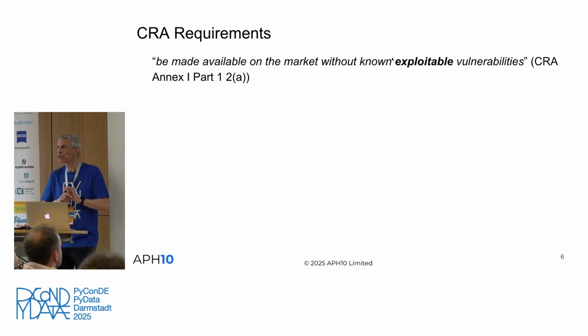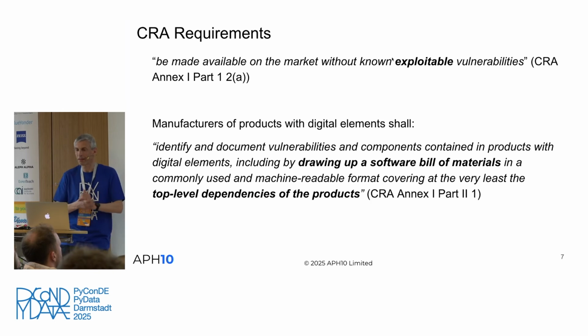So I want to pick out two key requirements. There's lots of requirements, but I've chosen two. First one, just look at that requirement. Make your product available on the market without any known exploitable vulnerabilities. I've highlighted the word exploitable because we all write software, and I don't think many people write software without any vulnerabilities or bugs. The second one is you've got to draw up this thing called a software bill of materials. And it's also got to look at the dependencies, and it says top-level dependencies of your product. I will challenge that later on, but that's a good starting point.